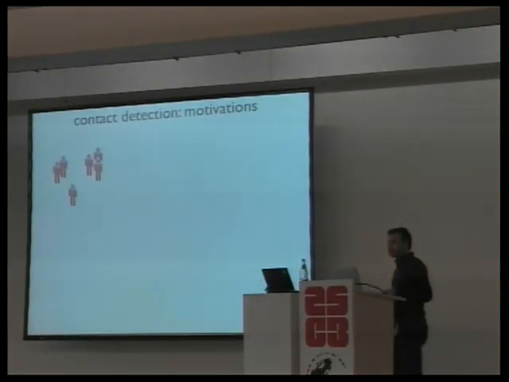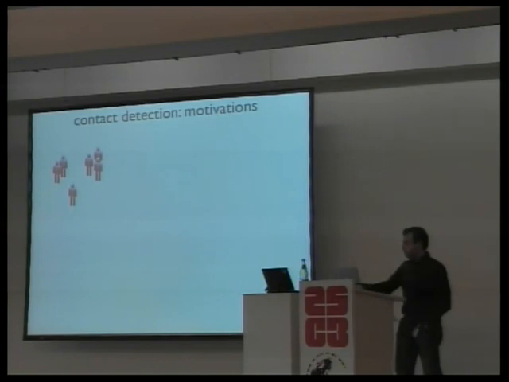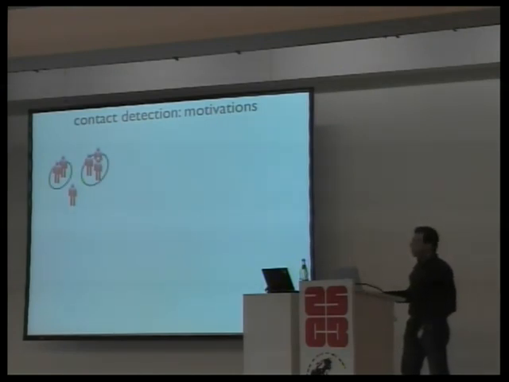Okay. So, why do we want to detect contact between people? There are many reasons. The problem is the following. Imagine that you have a room, like it happens in many places in this building, where you have groups of people interacting, talking socially with each other. Basically, what you want to do is, ideally, to mine in real time this kind of structures, okay? Groups of people interacting socially with each other.